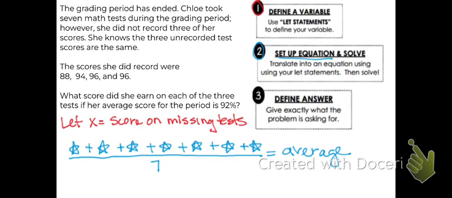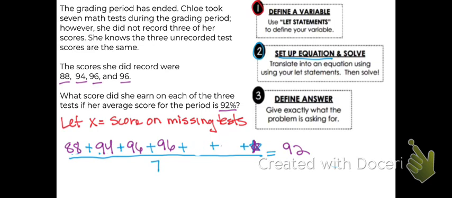So what do we know? We know 4 of these test scores. Let's put those in. We also know the average is a 92. So let's put that here. But what do I put for these stars? Remember, these are those test scores I don't know. And that's our unknown. That's our variable. That's what we decided x is. So instead of those, I'm just going to put x plus x plus x. This is our equation. This is what we're now going to solve to find x.